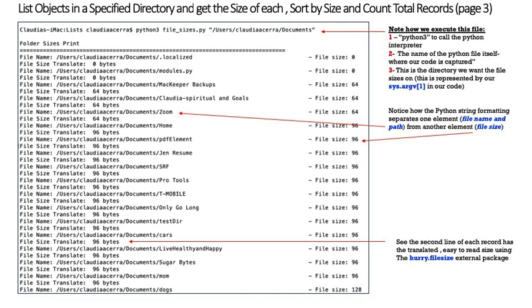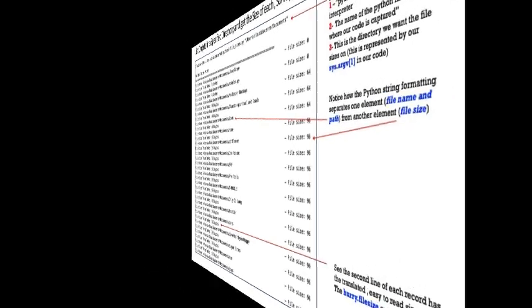We get some of those string literals, folder sizes printed, plus the equal signs going across the top. That's just my way to make it easier to read. Then we get all our file output. Notice how the Python string formatting separates one element, the file name and the path, from the actual file size towards the right-hand side of the printout. Secondly, see that each line record has the translated easy-to-read size from the hurry.filesize external package. So I have 96 to the right, and then file size translates to 96 bytes.